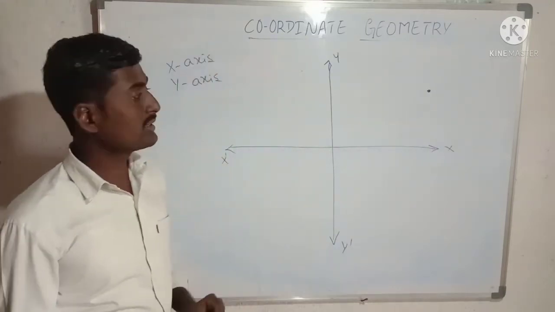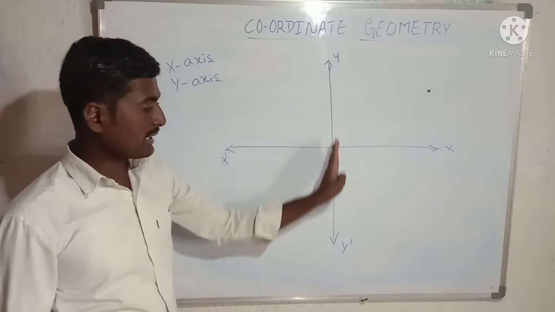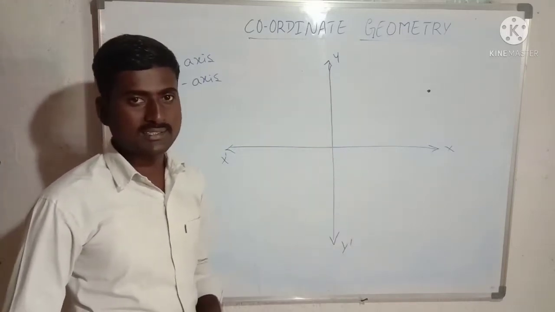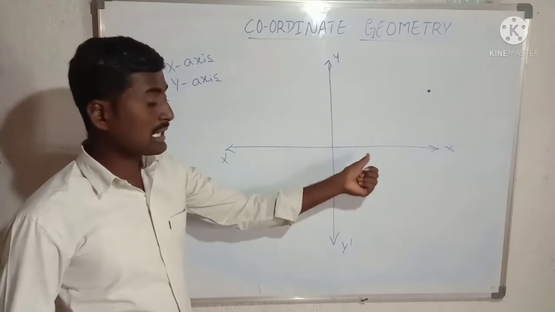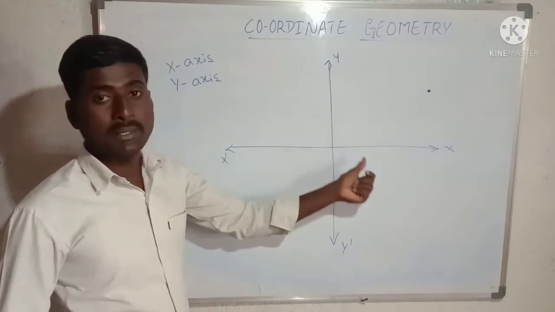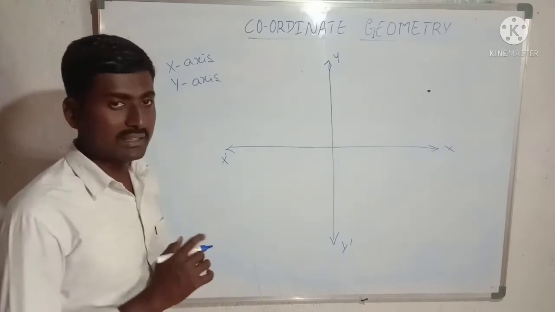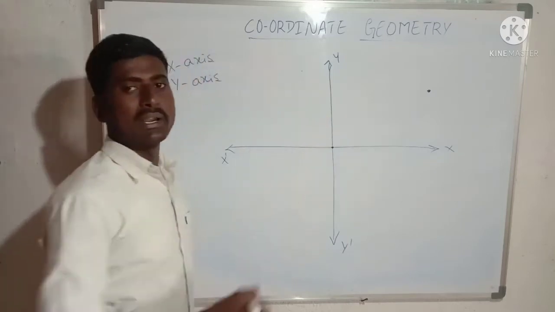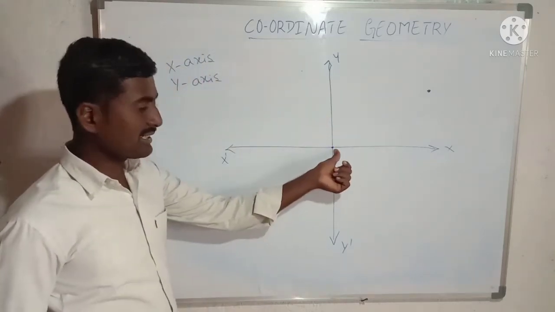The vertical line is called the y-axis. These two lines are perpendicular to each other. That is very important. And these two perpendicular lines intersect at this point. They are intersecting at this point.